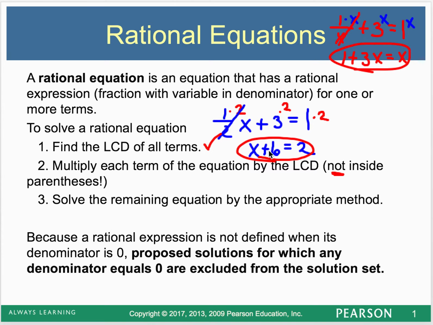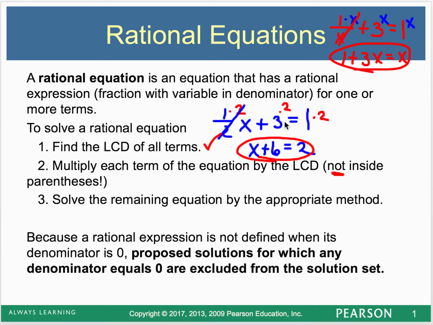Now here's the little difference I was talking about. Because a rational expression is not defined when its denominator is 0. In other words, the easy way to say that is denominators can't be 0. We all know you can't divide by 0.